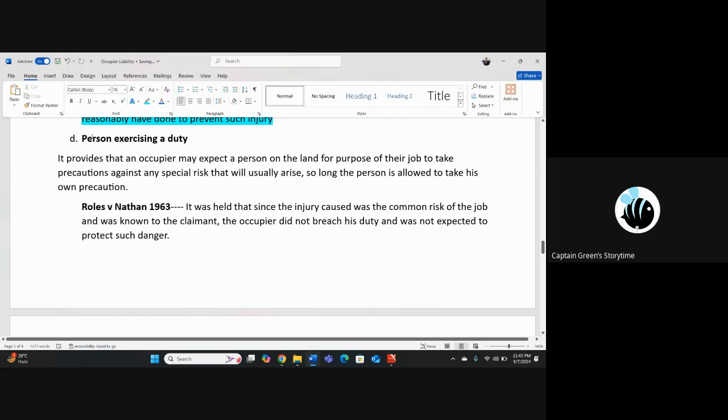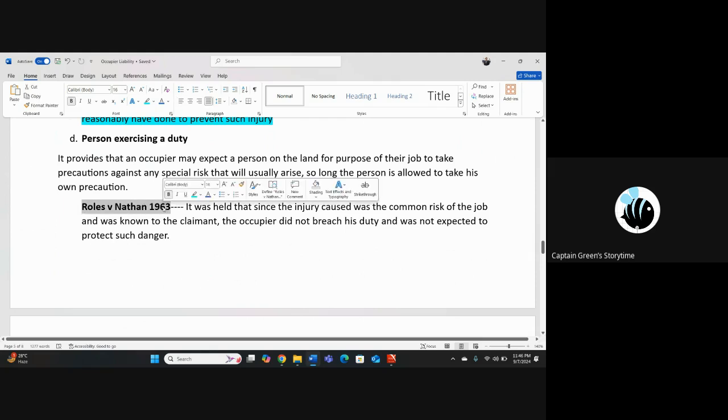For example, a person has a job and is doing some work on your land as part of that job. Here, the occupier of the premises reasonably expects that person to take precautions related to their job. The occupier reasonably believes that the person performing the job might take precautions, as it is their job and they might know which precautions should be taken.